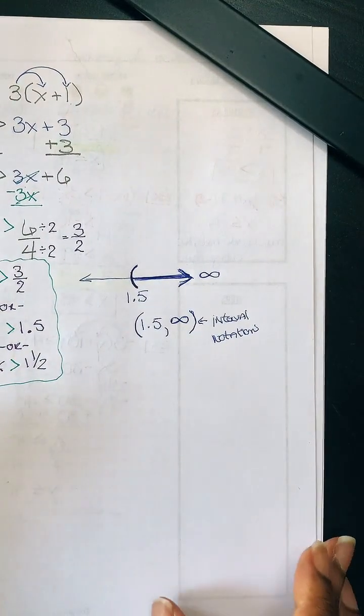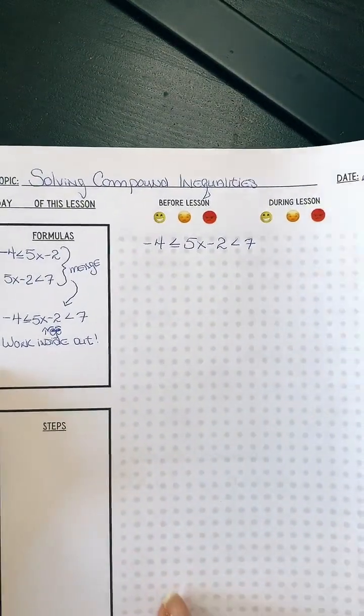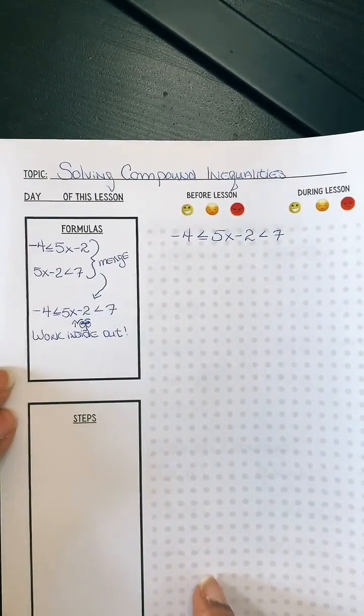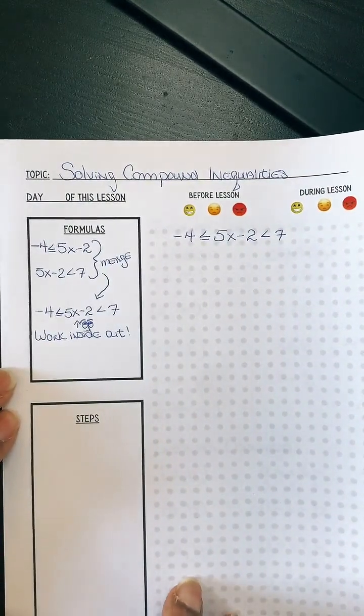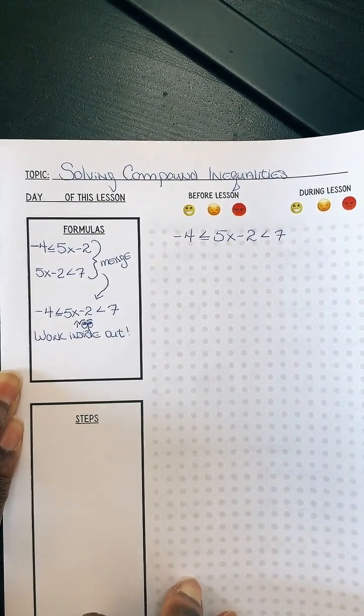Now, not a problem. So now we're going into what's called compound inequalities. And you're probably like, oh, here goes Audrey doing some stuff. Yes, this is what I do, boo-boo.